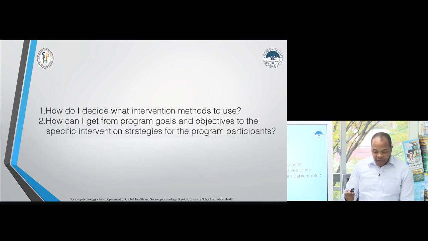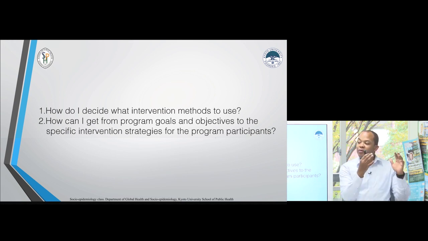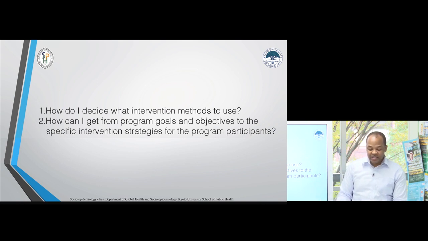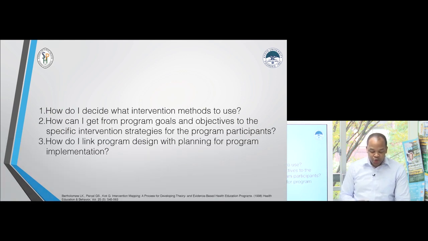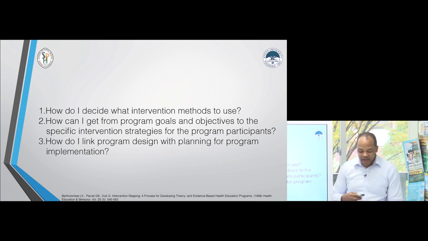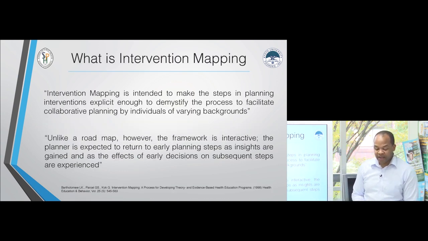Another question is, how can I get from program goals and objectives to specific intervention strategies for program participants? Another question was, how do I link program design with planning for the program and implementation? How do I link from the design stage down to implementation? So I think this is one of the frameworks that really helps us link those two ends together.